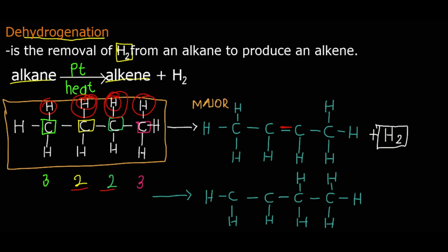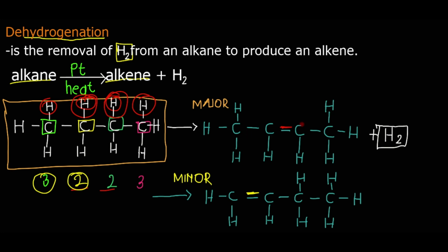And then what if we remove the hydrogens from a carbon that has more hydrogens, like this one? If we remove from this carbon and this carbon, or from this carbon and this carbon, then we will have a minor product, and we add the double bond here. Even this one is a product, but this one is a minor product. So if the question asks for the major product, you use Zaitsev's rule and remove the hydrogens from the carbon that has fewer hydrogens.